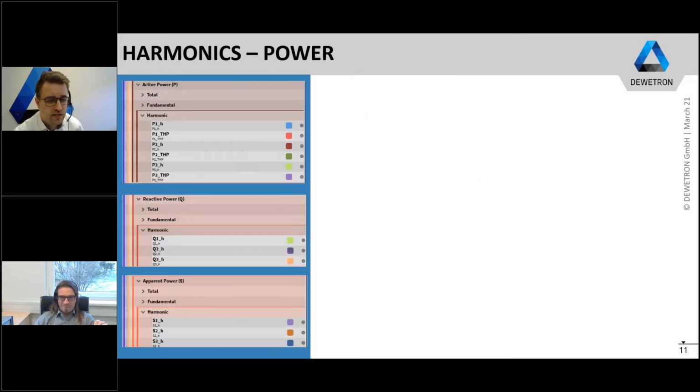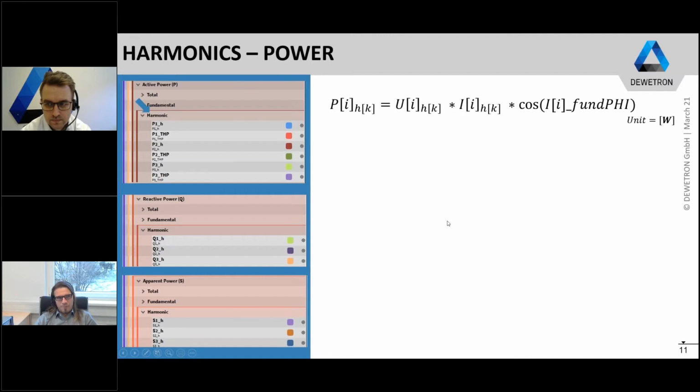Oxygen calculator does even more. Additionally, besides voltage and current harmonics, we also calculate harmonics for power automatically when the harmonics calculation is activated. And you will find harmonics for the active power in the channel list. You will find harmonics for the reactive power in the channel list, and you will find harmonics for the apparent power in the channel list. And the following equations will show you how they are calculated.